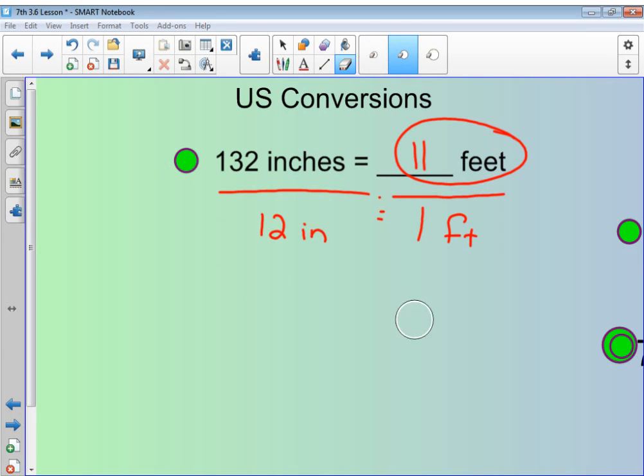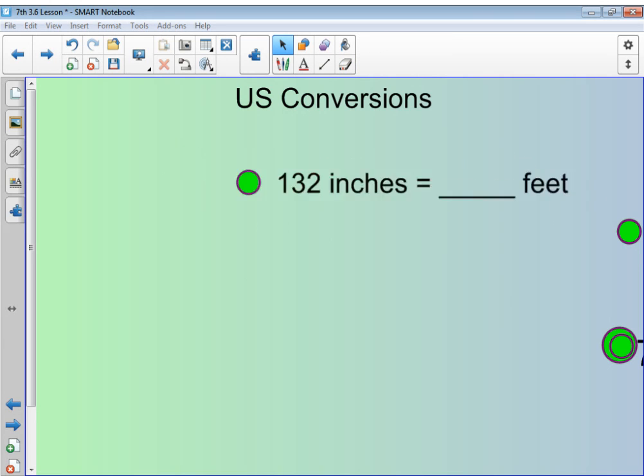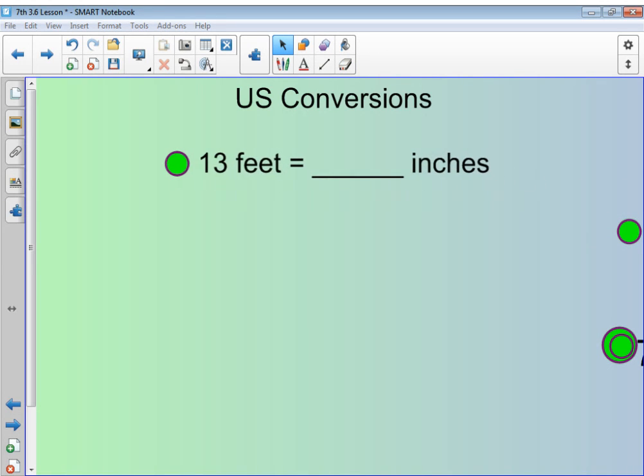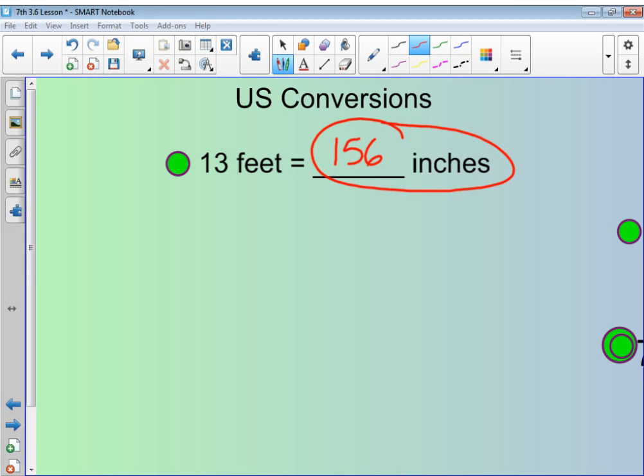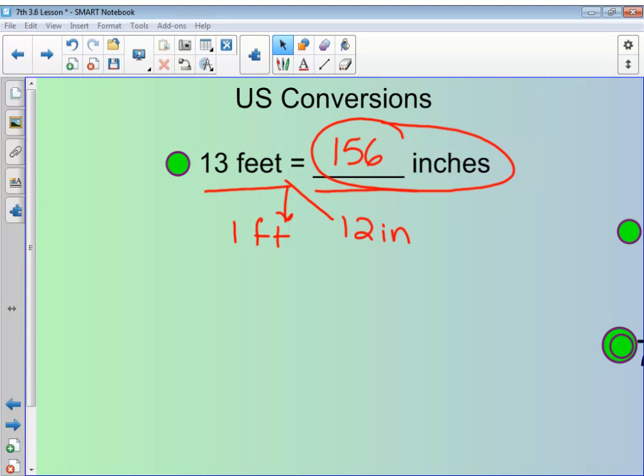Okay, so try one more. 13 feet to inches. So still, once again, using that same conversion, but this time you're going from feet to inches. You should have gotten 156 inches. For those of you that are visual, it would have looked like this. And you cross multiply, then divide by 1. So you end up just taking 12 times 13.